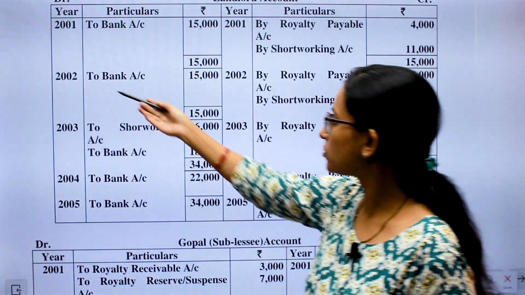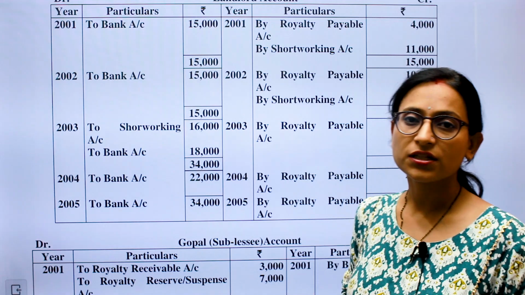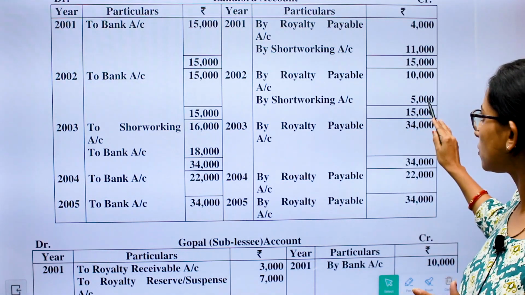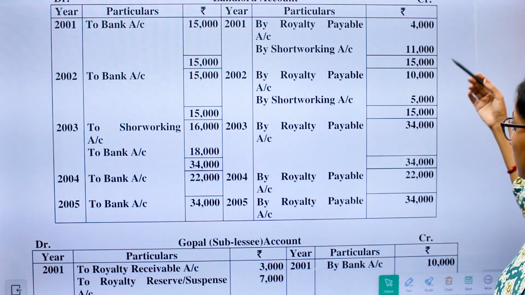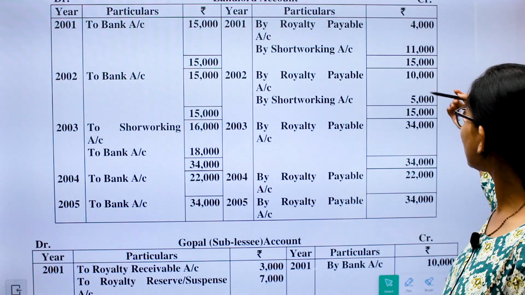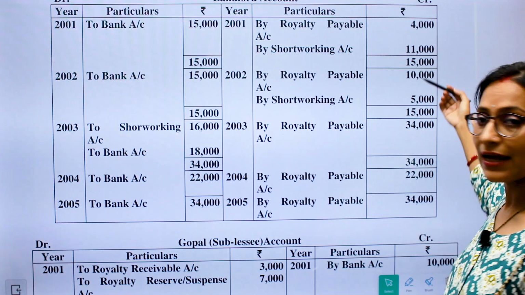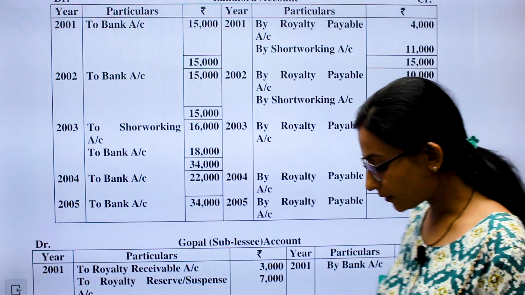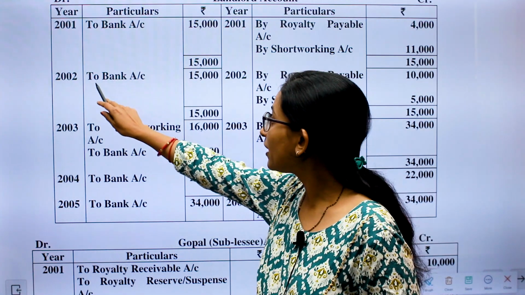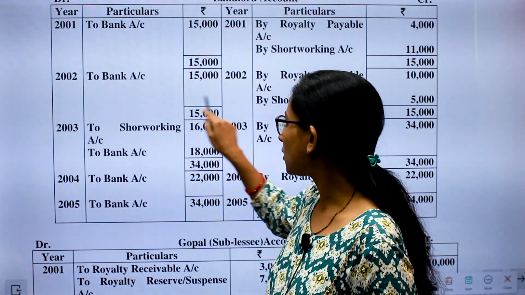Next year, 2002. In 2002 there was a short working of 5,000 and the royalty payable amount is 10,000. This is the due amount, so we have created these two amounts. When we add these two, it becomes 15,000, and this 15,000 we have paid to the landlord. So we have debited the bank account with 15,000.